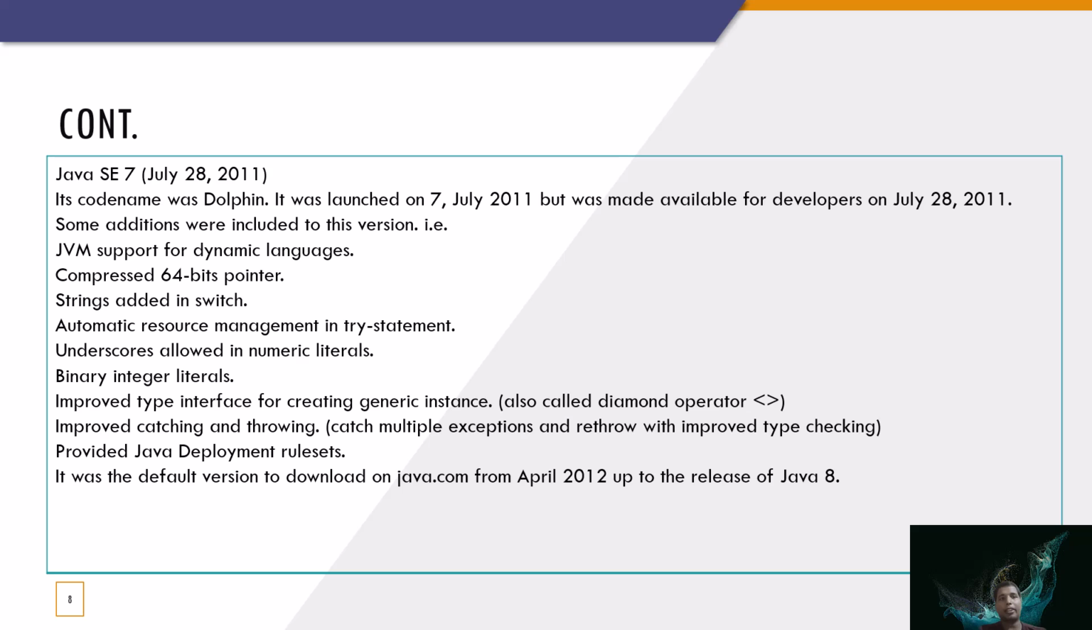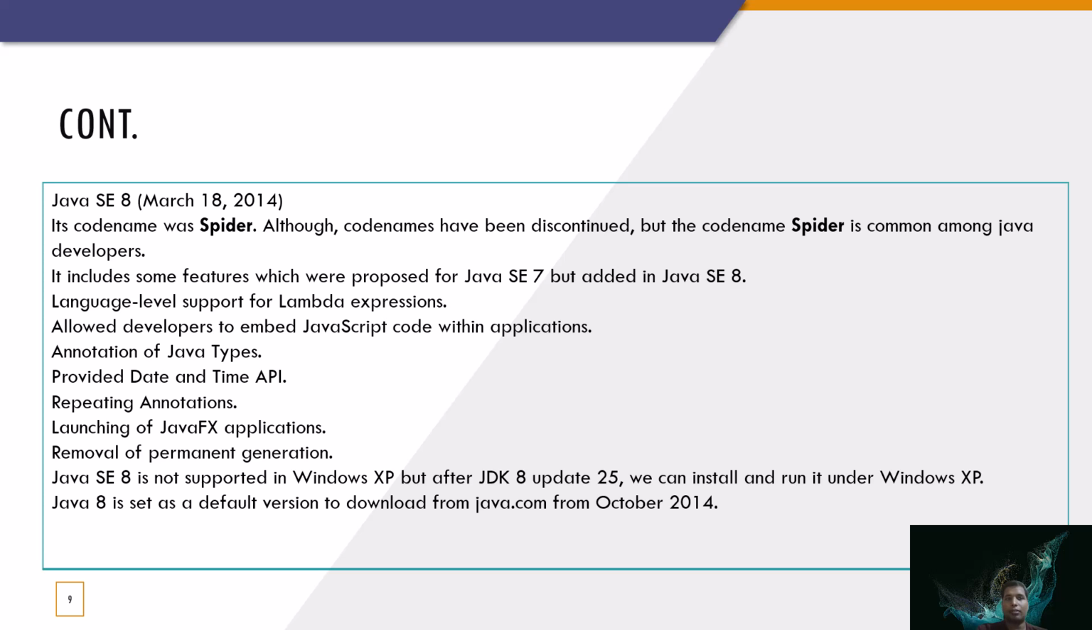Many people migrated to Java 8 because Java 8 provided many different upgrades over 7, like lambda functions, which are great. You can embed JavaScript code, there are annotations for Java types, date and time APIs, repeating annotations, and launching of JavaFX applications. Windows XP was not supporting previous versions of Java, but since 8 it started supporting.